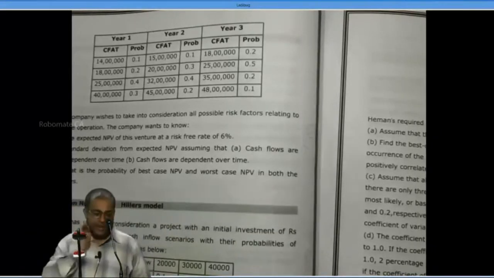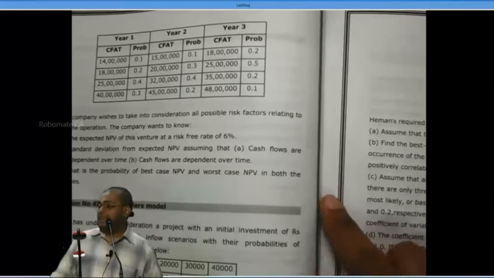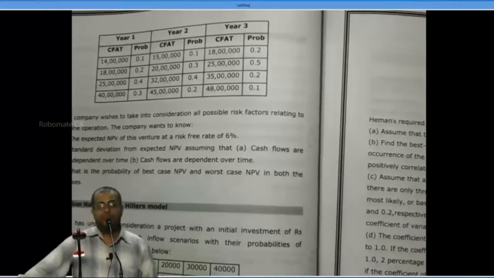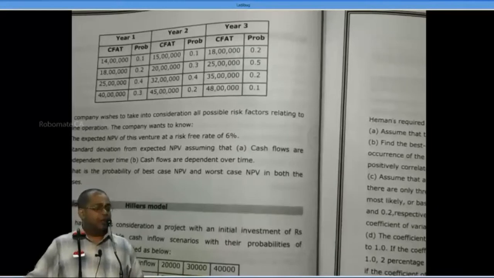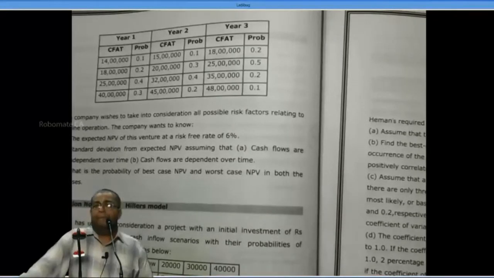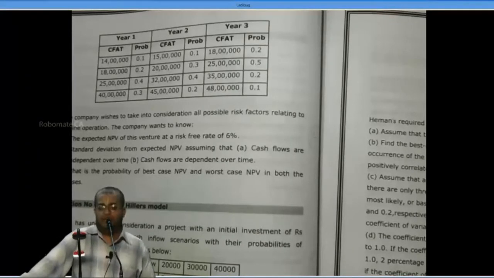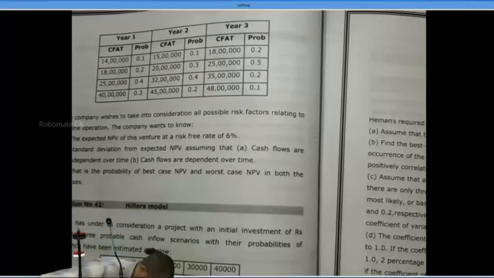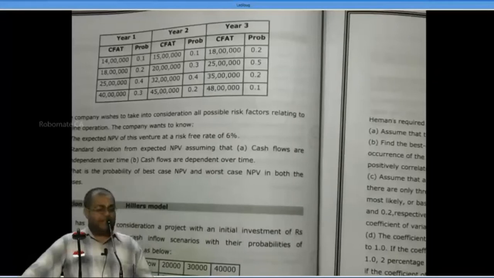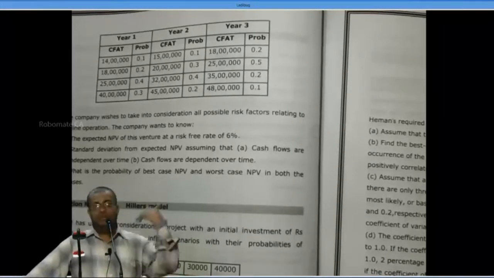Let us write the answer for the next part. Step 5 or 6 or 7 or 8? Step number 7. Step 7 is probability of best case NPV. Branch it into 2.